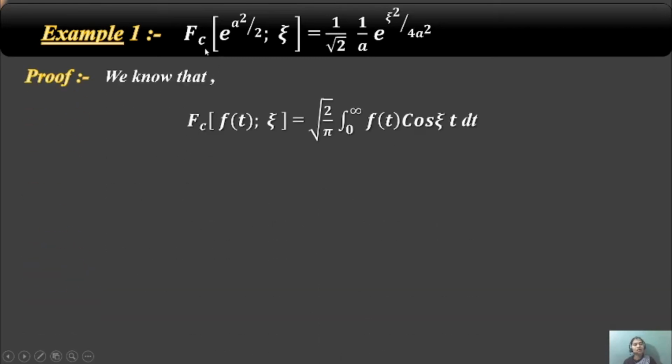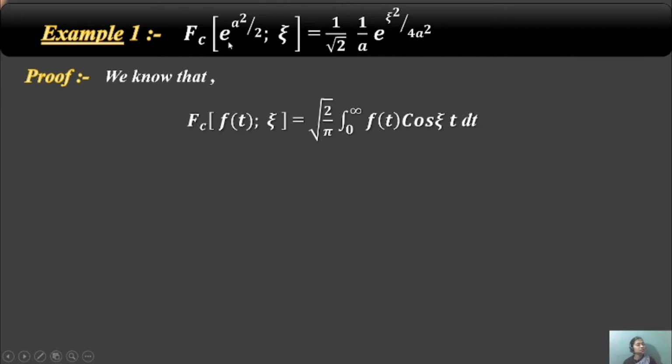Okay, we know that the Fourier cosine transform formula is generated for f of t, as discussed in the previous lecture. The function of cosine means the Fourier cosine transform: F_c of f(t) at xi equals square root of 2 by pi, integral 0 to infinity f of t cos xi t dt. Okay, what is f of t?